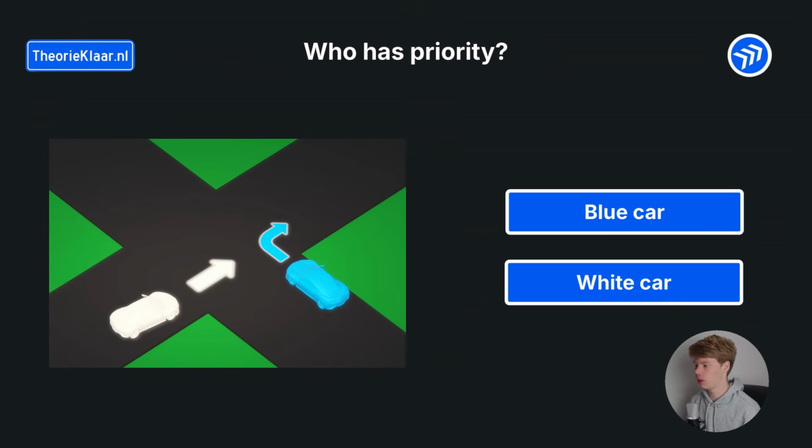Who has priority? The blue car or the white car? In this situation, the blue car goes first, because this is an intersection of equal priority. And in the Netherlands, drivers crossing from the right at an equal intersection have priority.